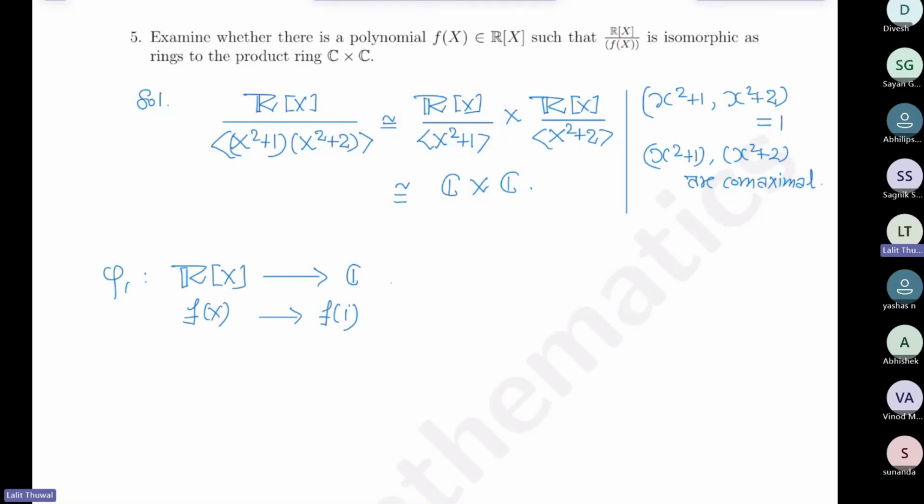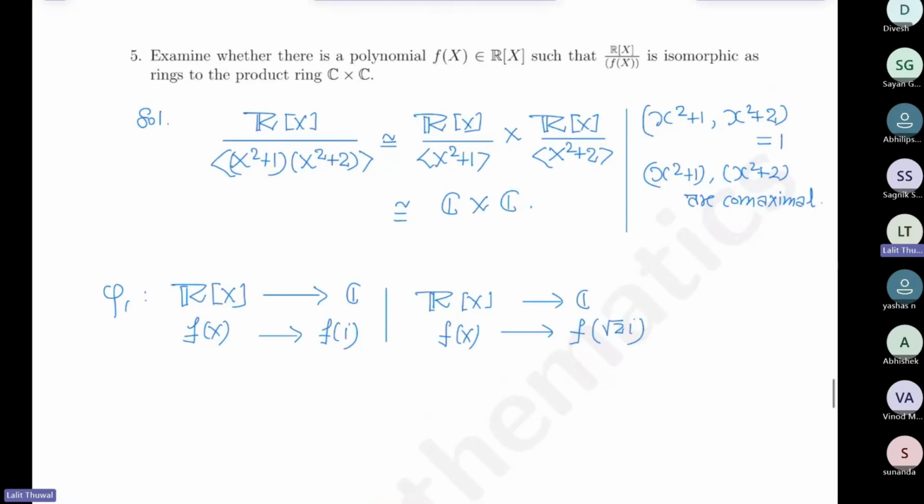Okay, and for the second one, you do the same thing: R[x] to C, send f(x) to f evaluated at root 2 times i. So you get this, right? So this answers the question. It's not difficult at all. Okay.